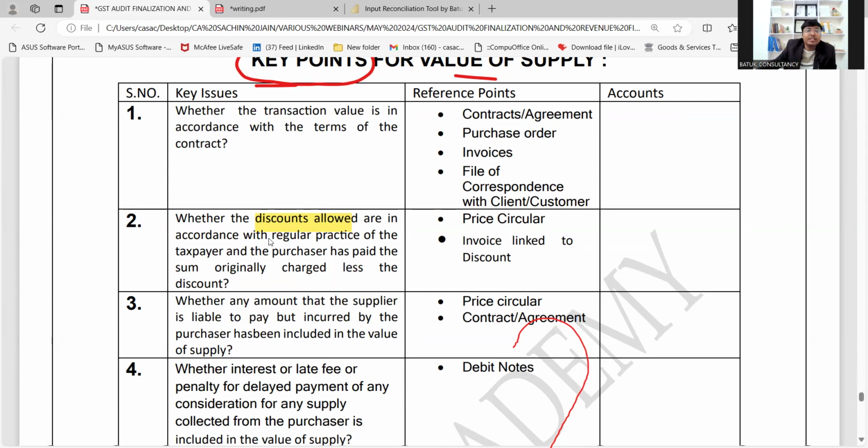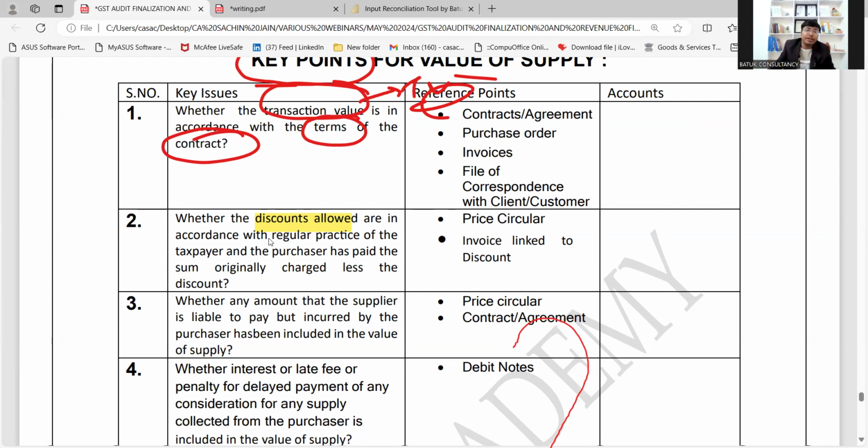Whether the transaction value is in accordance with the terms of the contract or not, for that purpose we need to ensure this specific thing. For the transaction value, we just need to ensure that if the seller and buyer are not related parties and price is the sole consideration, in that case whatever the transaction value will be treated as the taxable value and GST will be applicable on it.